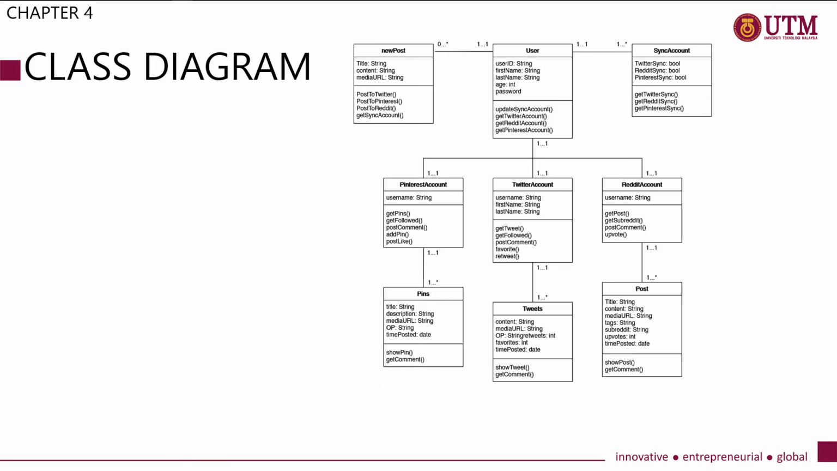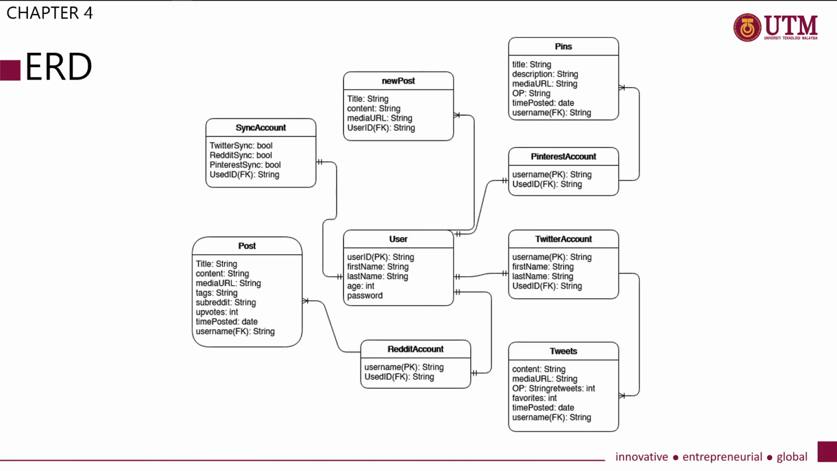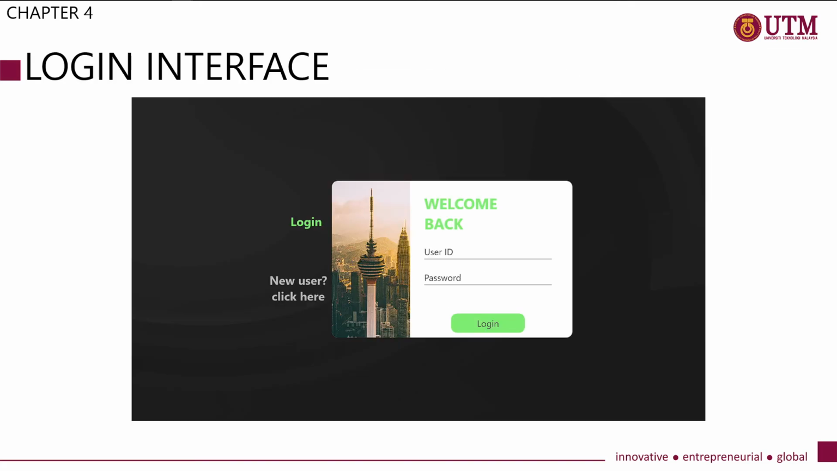Here's the class diagram for the system, consisting of classes of new post, user, synced account, Pinterest account, Twitter account, Reddit account, pinned tweets, and post. And here is the ERD, where the database is split into a few different classes.